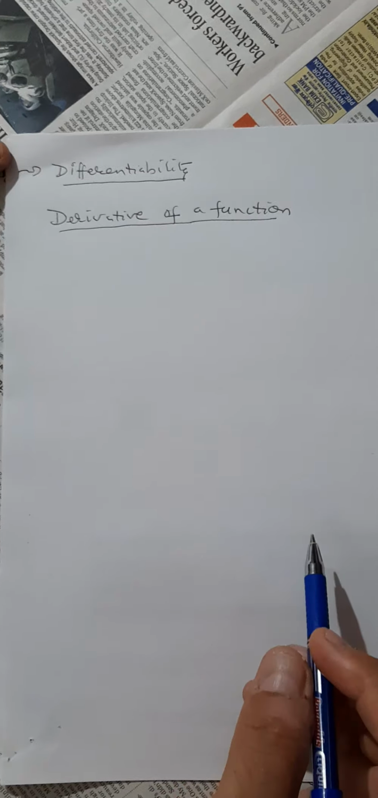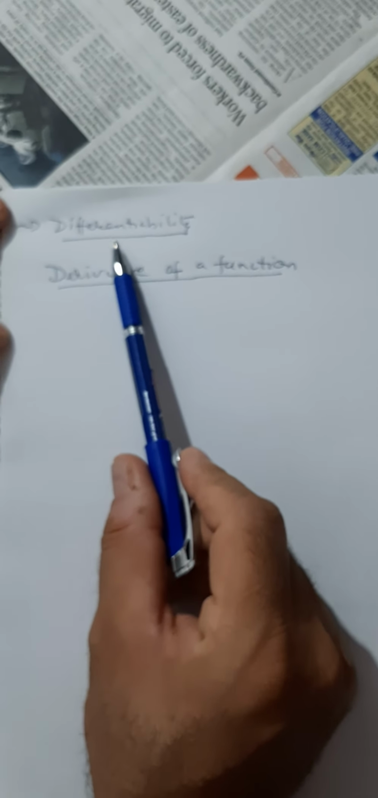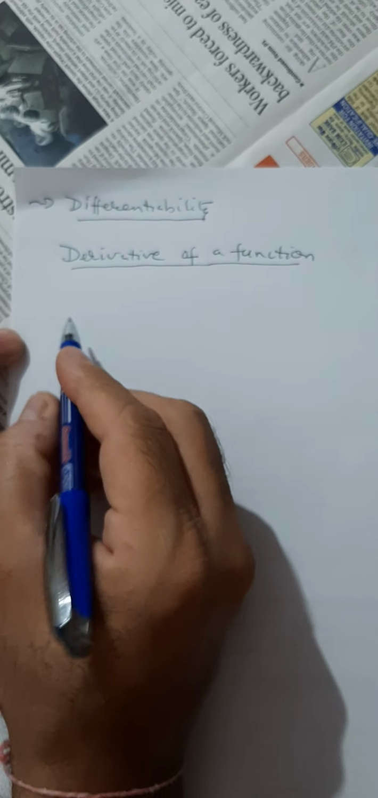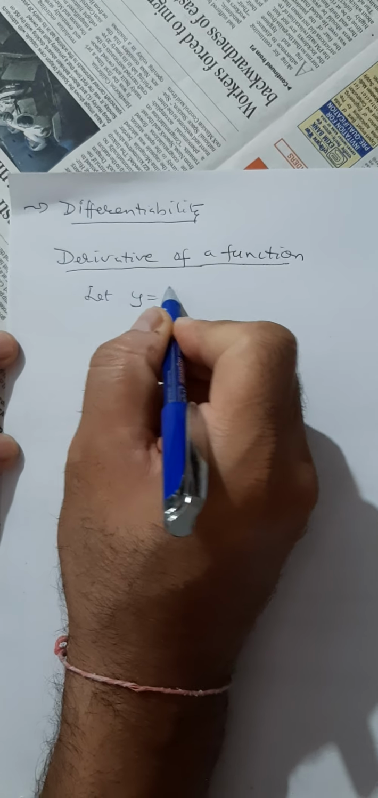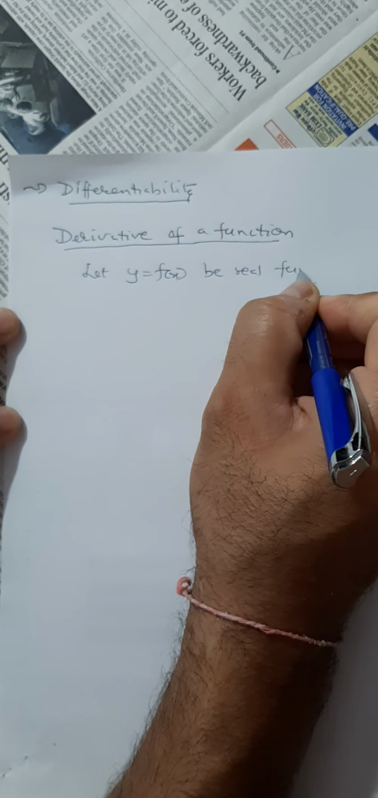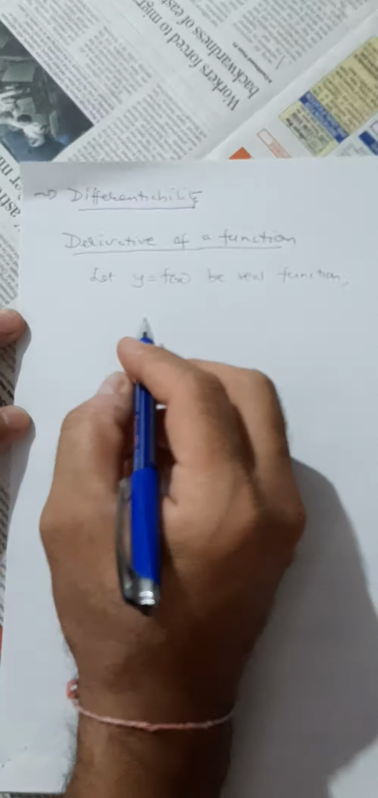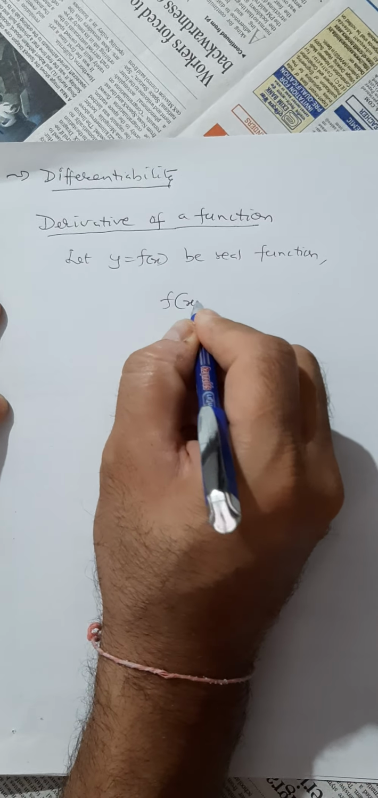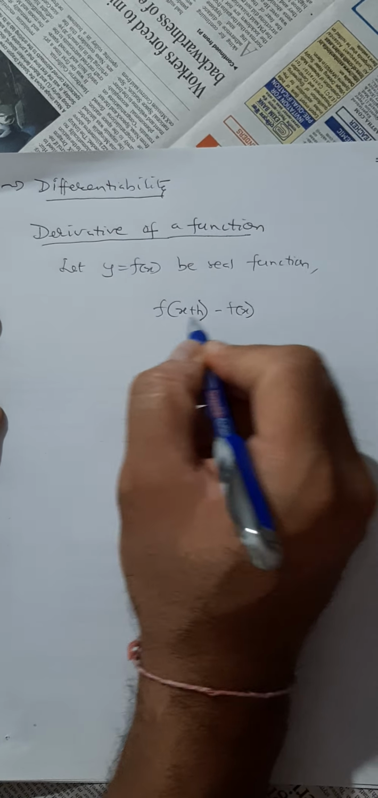So now, after discussing continuity, we go for differentiability, which we already discussed in 11th standard. Derivative of a function. So let's start with a function here. Let y = f(x) be a real function. You know, derivative is a special type of limit. So we find this limit: f(x + h) minus f(x). What is h?